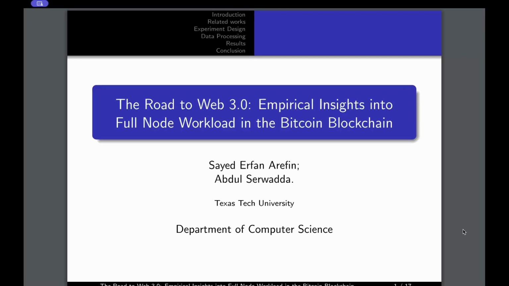I will be presenting the paper, The Road to Web 3.0: Empirical Insights into Full Node Workloads and the Bitcoin Blockchain. The authors of this paper are myself and Abdul Sirwada from the Department of Computer Science, Texas Tech University.